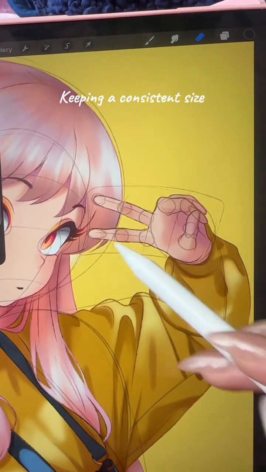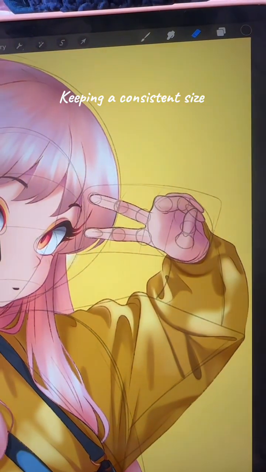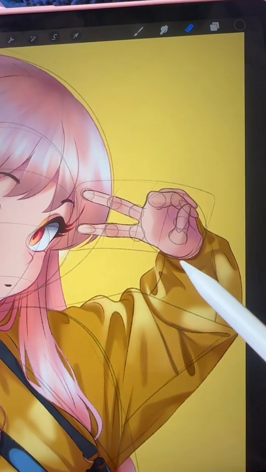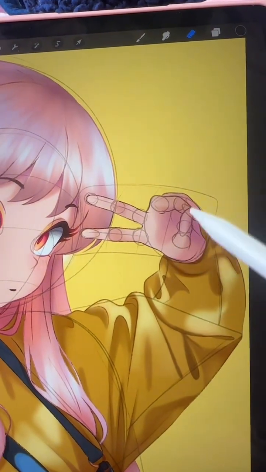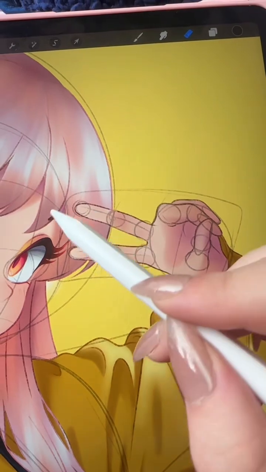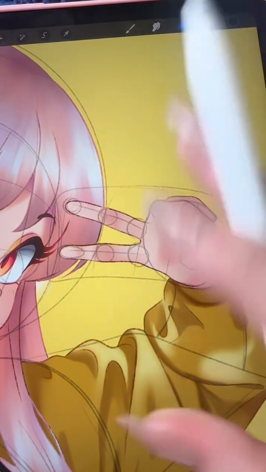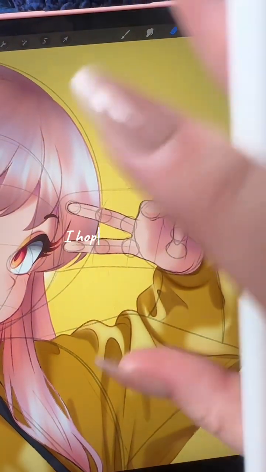A good way to keep the thing that you want in the size that you want is I put a rectangle around, such as the hand, and I would keep it consistently that size where I don't go over that rectangle. I hope this helped.